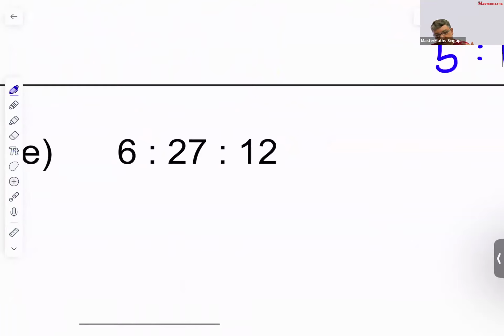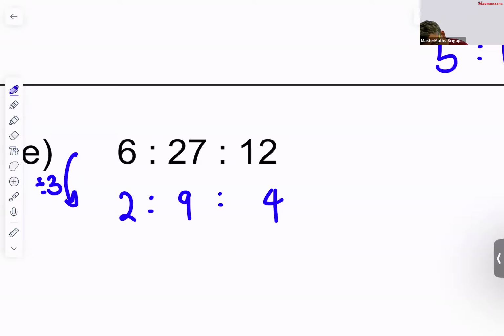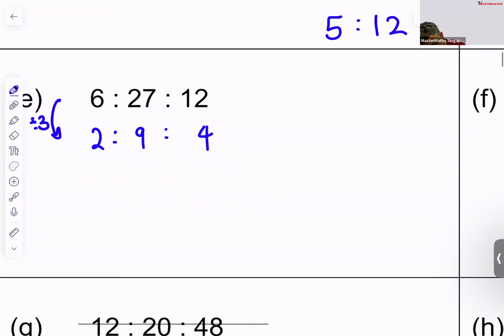Okay. So there are 3 items here. Make sure all of them are divided by the same number. If you divide the first item by 2, the second must be divided by 2. This one also must be divided by 2. Understand? Ken, what do you think the number is? 2. Very good. Divide by 3. 2, 9, 4. And that's it. We can't do any more.